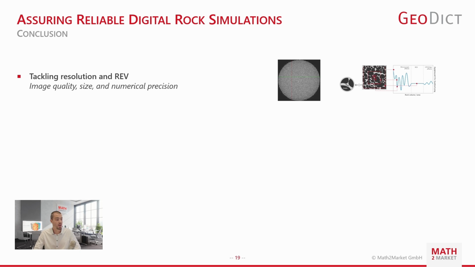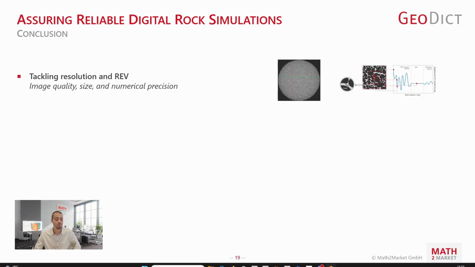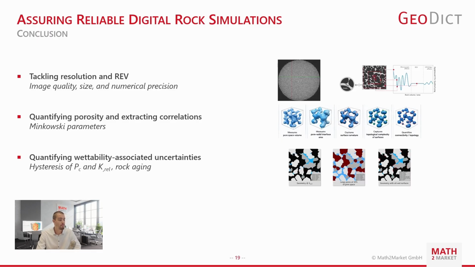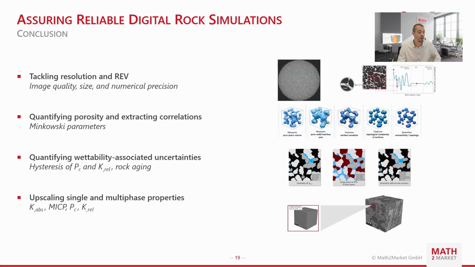So today in the webinar, we tackled the image resolution and representative elementary volume of digital rock models and how they affect, in the end, the numerical precision. Then we looked into a bit more advanced quantification of pore space geometry and how it can relate to different reservoir-relevant properties. And then again, investigating how the wettability can affect both the capillary pressure and relative permeability curves.